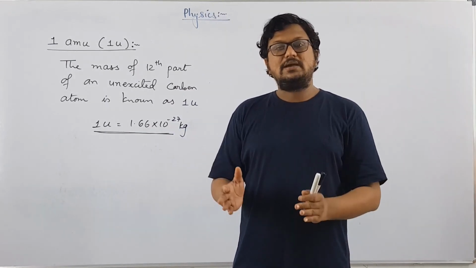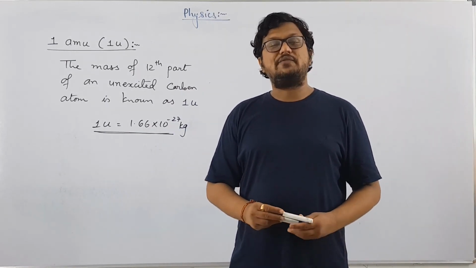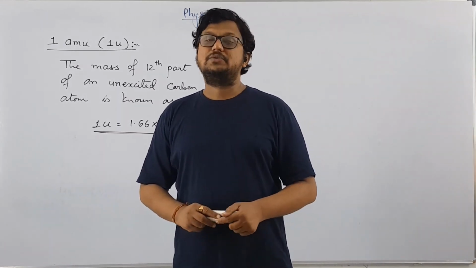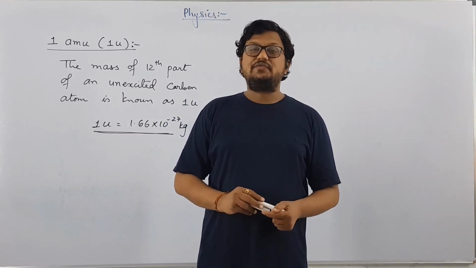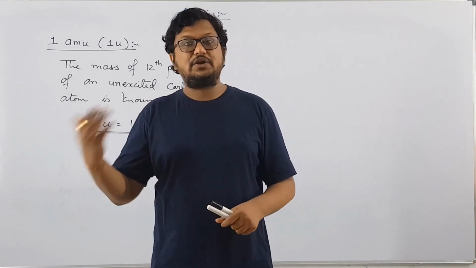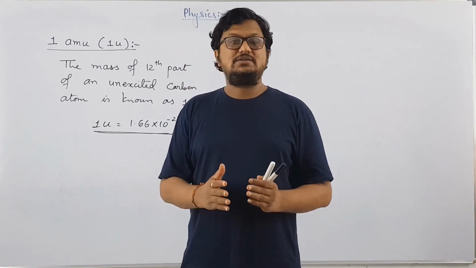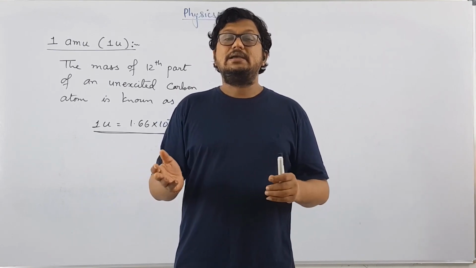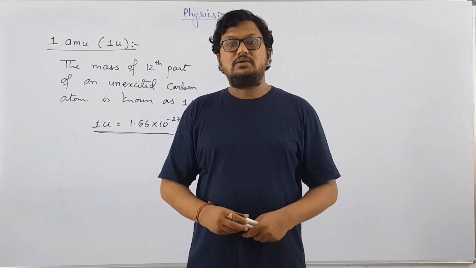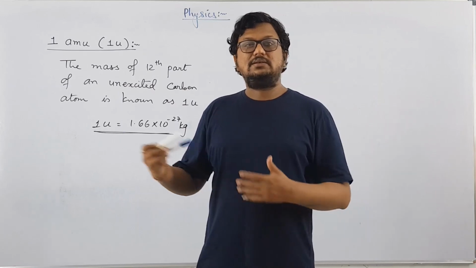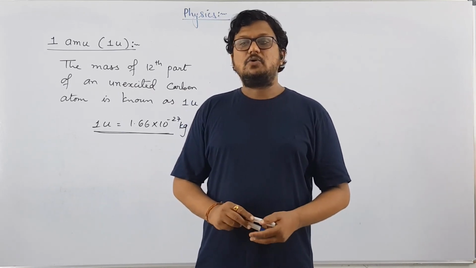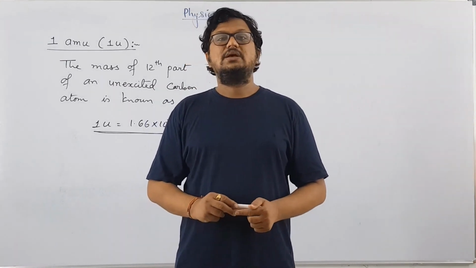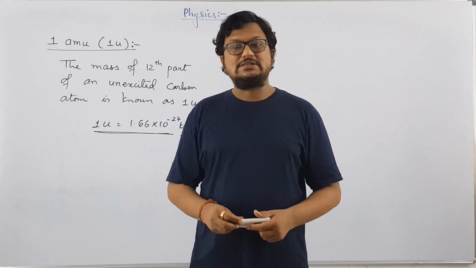So for atomic and subatomic physics, we have a new definition of mass, which is 1 atomic mass unit. For atomic and nuclear physics, we have defined many different units, right? Instead of energy in terms of joule, we use the unit of energy as eV, electron volt, which you will come across in standard 12. So atomic and subatomic physics has new definitions for mass, energy and many other physical quantities.